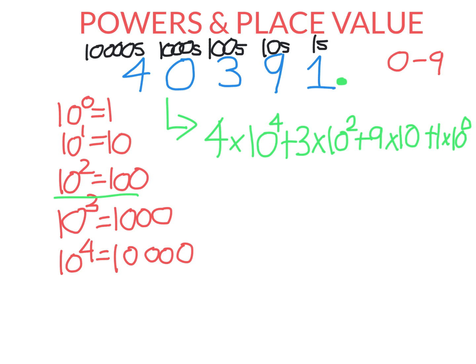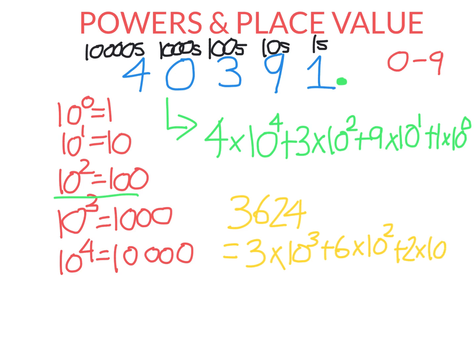40,391. Note here that 10 and 10 to the power of 1 are the same thing, so it doesn't really matter whether or not you write this 1 there. So if we have a number like 3624, so we have 3 is in the thousands column, so 1,000 is 10 to the power of 3, plus we have a 6 in the hundreds column, so 6 times 10 to the power of 2 means 600s, plus 2 tens, plus 4 ones. Now when you're writing the 4 ones, we often don't write the 10 to the power of 0. Whether or not you write it doesn't really matter. So this number written in expanded form looks like this.